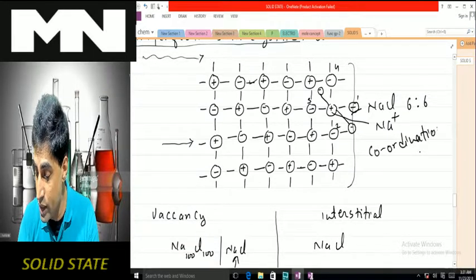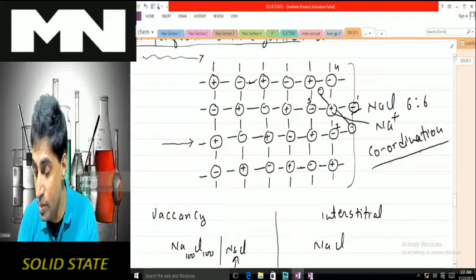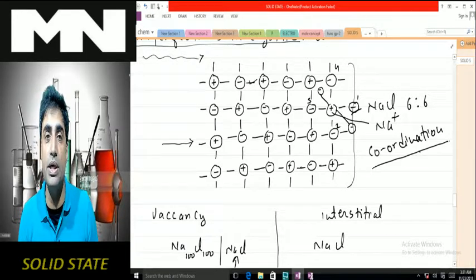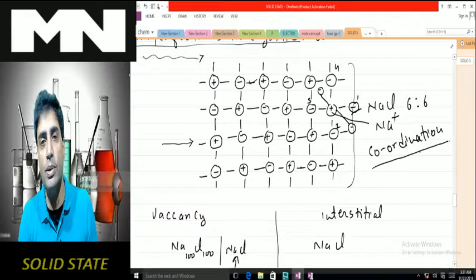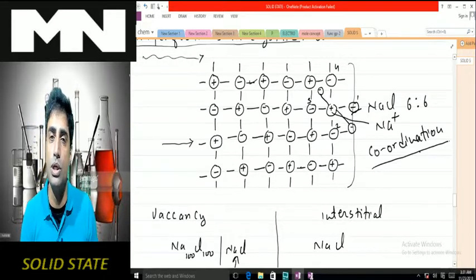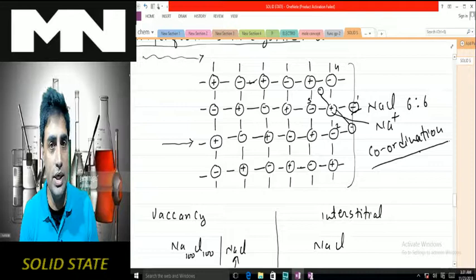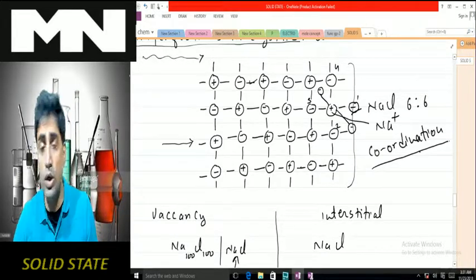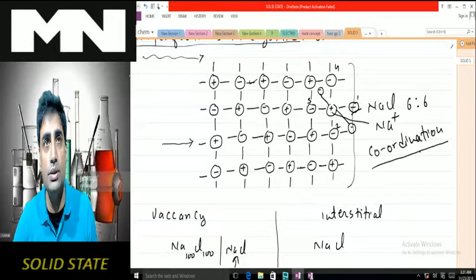This is what I wanted to tell you. What is a coordination number? A coordination number is the number of oppositely charged ions surrounding a particular ion. Or we can say if it is a neutral crystal, metallic crystal, it is the number of atoms, ions or molecules surrounding a particular molecule. So that is what a coordination number is. This is what we were scheduled for today's class. So we have talked about imperfections.